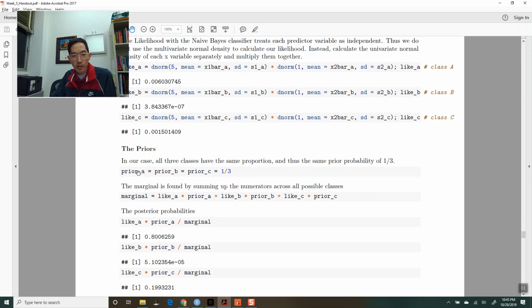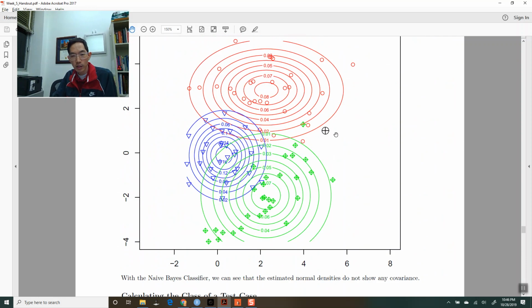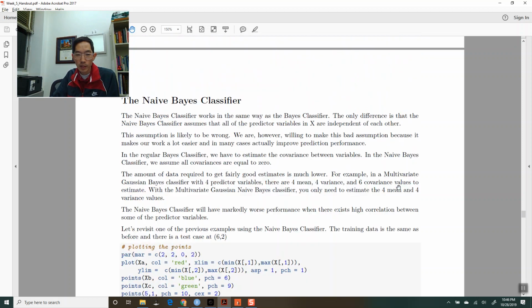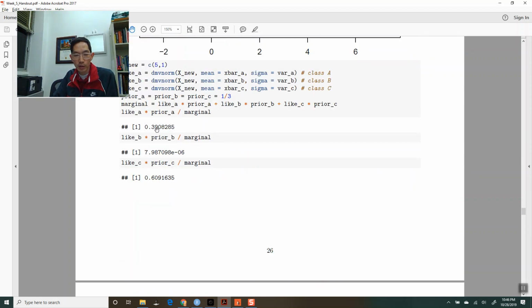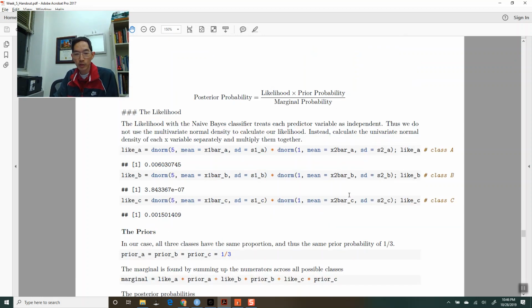The prior probabilities are all 1/3 as before, and the marginal is going to be the sum of all of these things. Here I take the likelihood times the prior divided by the marginal, and we get values of around 80% for class A and 20% for class C. So according to this, there's an 80% probability it belongs to class A and around a 20% probability that it belongs to class C. If you compare that to the regular Bayes classifier, it was closer to around 40% and 60%. So 40% class A and 60% class C.